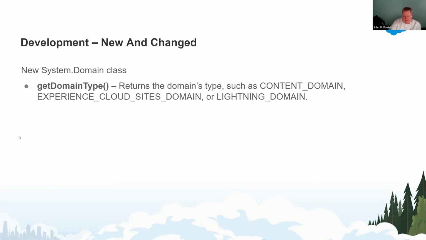If you're an Apex developer out there, have you ever had to craft custom logic to figure out what the domain name is?